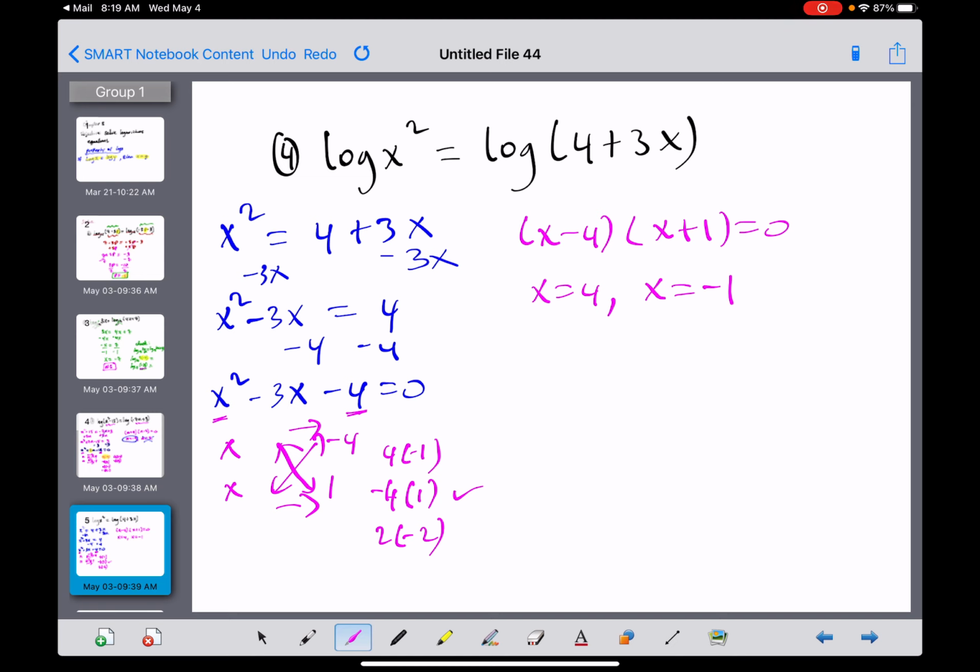Now if you do plug in and check, both answers will work because none of them give you a log of a negative number. So this will work and this will also work as well.